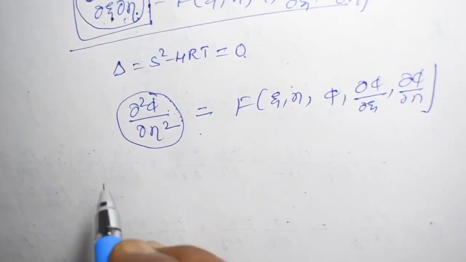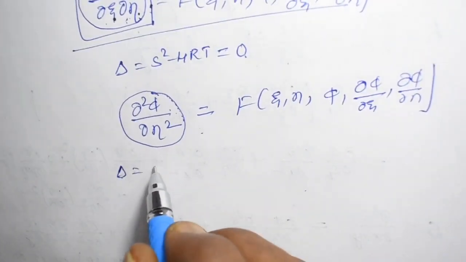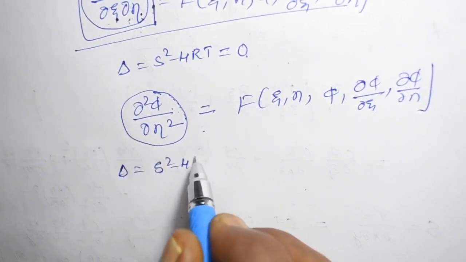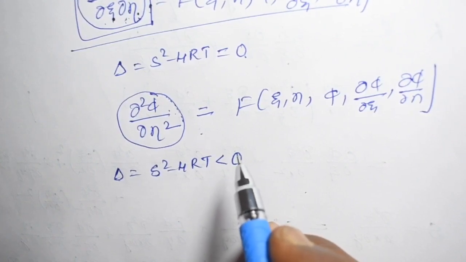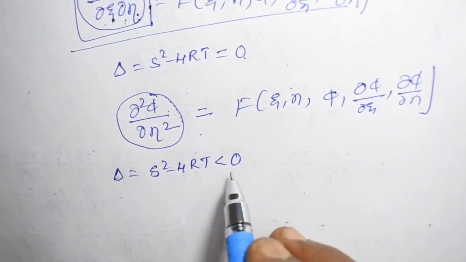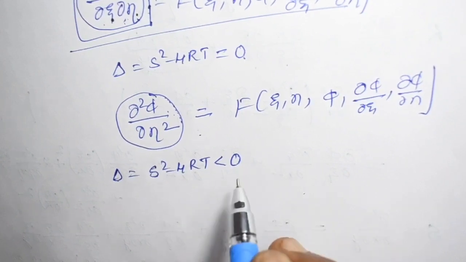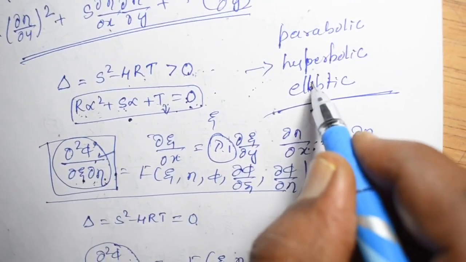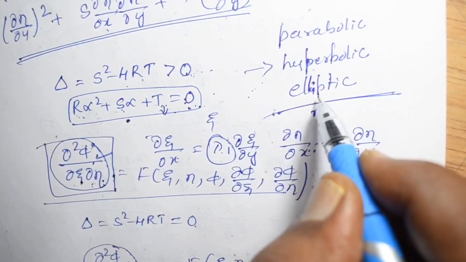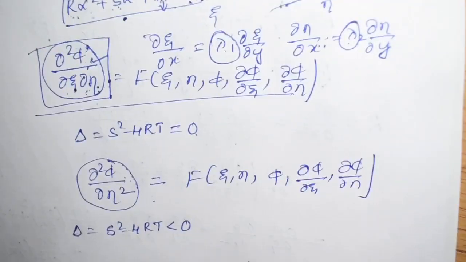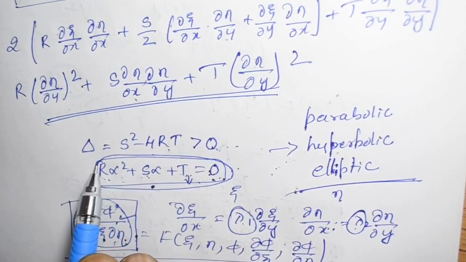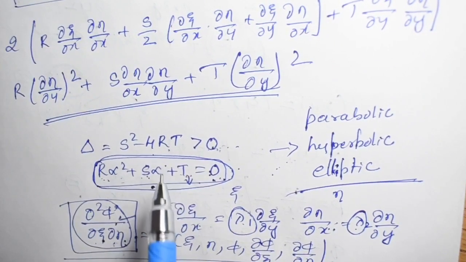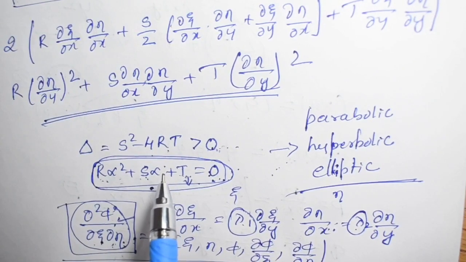In case 3, the discriminant s squared minus 4rt is less than 0. One was greater than 0, one was equal to 0, and now at the end it is less than 0. In this case, the nature of the equation is elliptic. For this, the roots of the same characteristic polynomial become complex conjugate pairs.